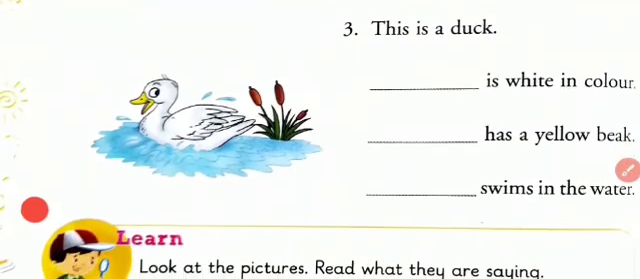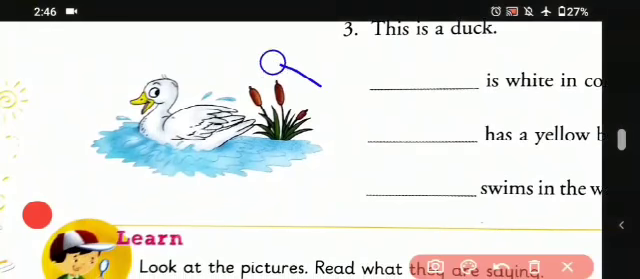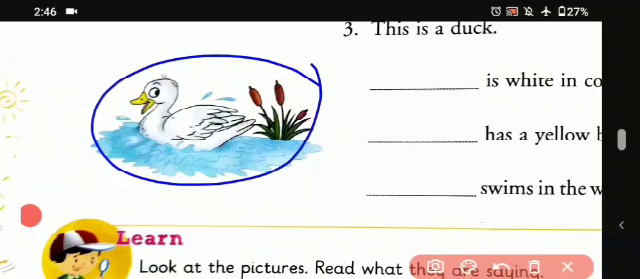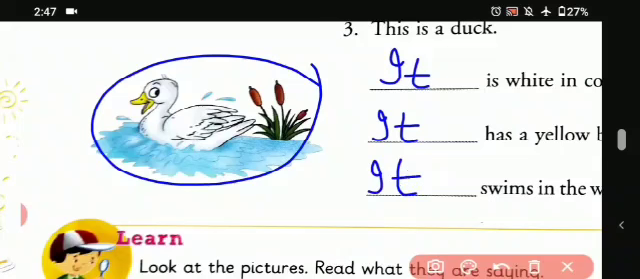So now this is the second exercise. So what we can see here, there is a duck over here. So what the duck is? It is an animal. So we'll be using it for it. So it is white in color. It has a yellow beak. It swims in the water. Okay, students, this is how you have to fill it in your book.